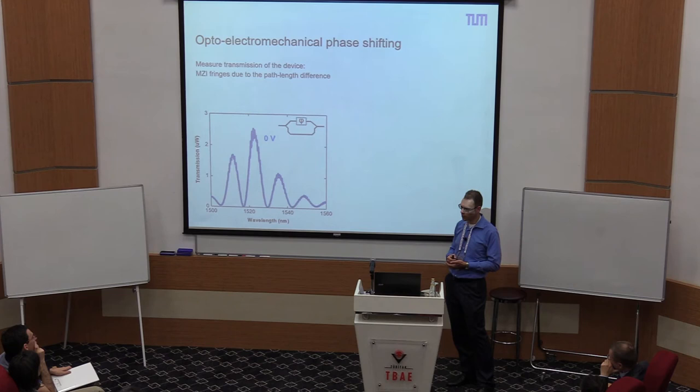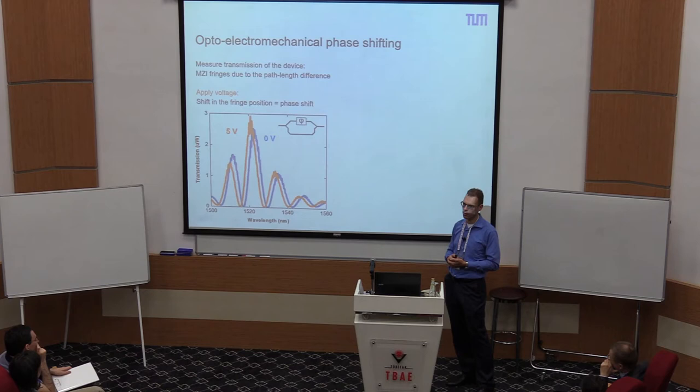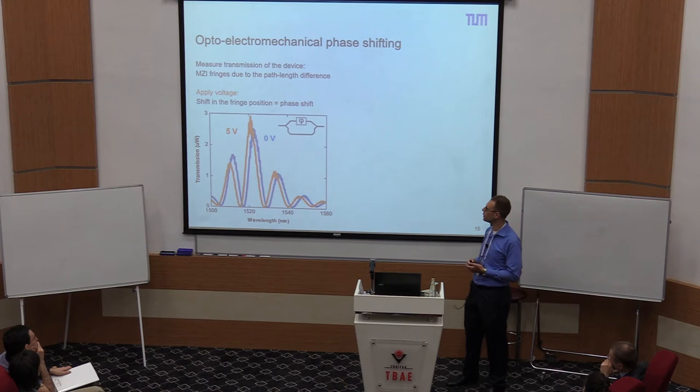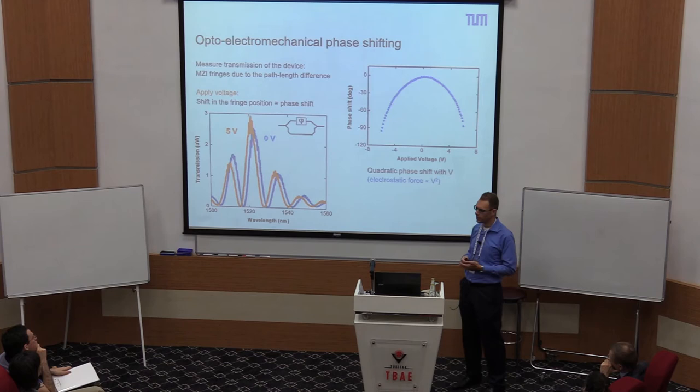But as I said, we can actually use the voltage to change this phase in this upper arm here. And thereby, if we now go to 5 volts, then you see that these fringes have shifted. And this shift in fringes is exactly this phase shift that we are looking for. So now what we can do is we can actually extract and follow what this phase shift does as a function of voltage. And then we get a plot like what we see over here, where we have applied voltage and the resulting phase shift. We see a very nice quadratic phase shift with applied voltage.